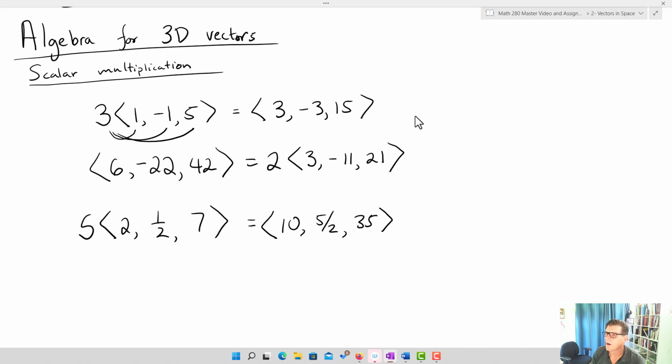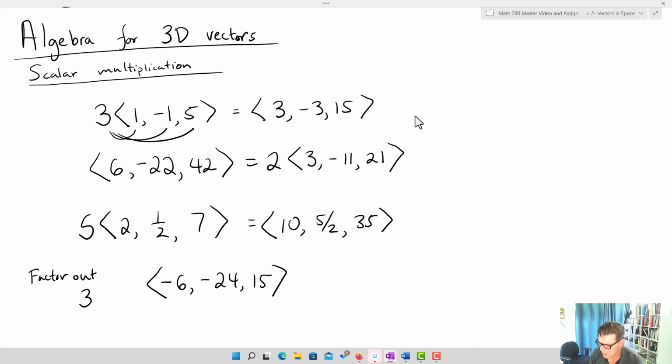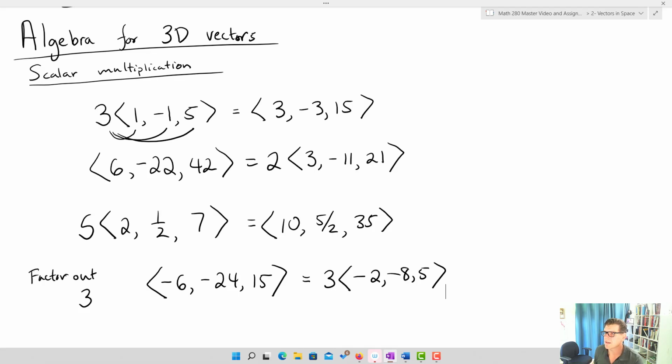Okay? What if, say for example, we want to factor out a 3. And what we have here is negative 6, negative 24, and 15. What we'll do is factor out the scalar of 3. And we'll end up with 3 multiplied by negative 2, negative 8, and 5. And that's how scalar multiplication works.